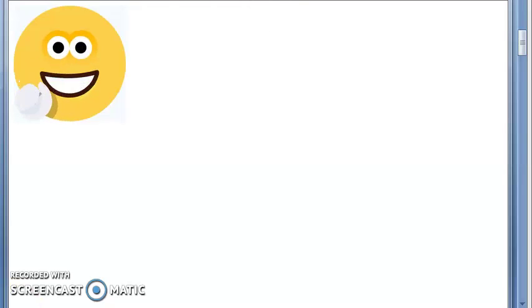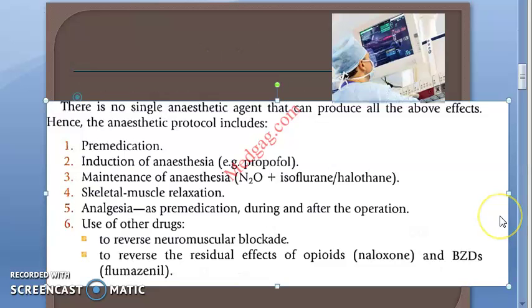When do they use general anesthesia? Before doing surgery. You know, no? Good. No single anesthetic agent can produce all the effects. So anesthesia protocol includes pre-anesthetic medication, induction of anesthesia, maintenance of the anesthesia, muscle relaxation, analgesia to reduce the pain, and other uses. Okay.